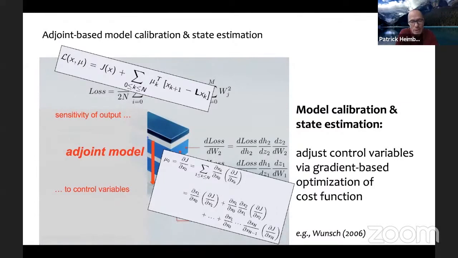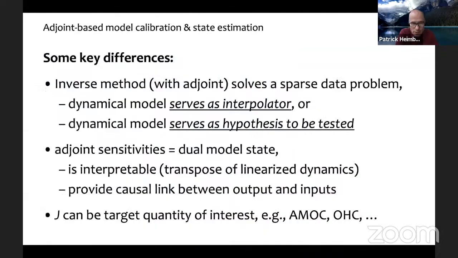So it is very powerful. The key difference is that in the inverse method with an adjoint, we are solving a sparse data problem, where the dynamical model serves as the interpolator. We can also look at this differently, where the dynamical model serves as a hypothesis that we're testing. If we're not able to solve that optimization problem, and the residual is not white noise, we may consider rejecting the model.